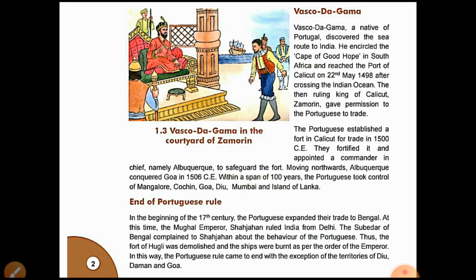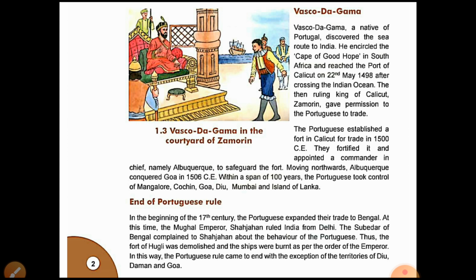When the Portuguese established a fort in the year 1500 CE, they fortified it and appointed a commander in chief. Around this fort they appointed one commander to safeguard the fort. Remember the name of this commander in chief: Albuquerque, to safeguard the fort. So what was the name of the commander in chief appointed by the Portuguese at the fort of Calicut? The commander in chief was Albuquerque.